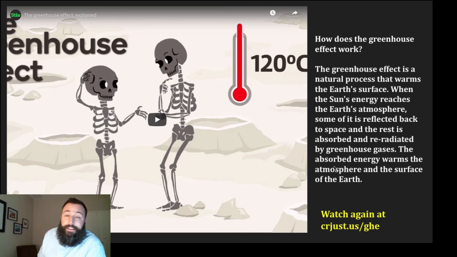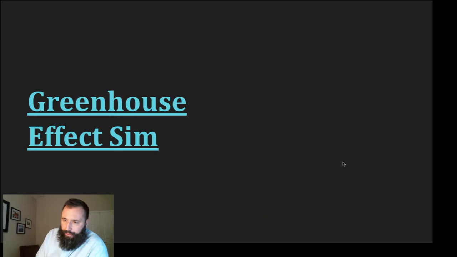The greenhouse effect is a natural process that warms the Earth's surface. When the sun's energy reaches the Earth's atmosphere, some of it is reflected back to space, and the rest is absorbed and re-radiated by greenhouse gases. The absorbed energy warms the atmosphere and the surface of the Earth.